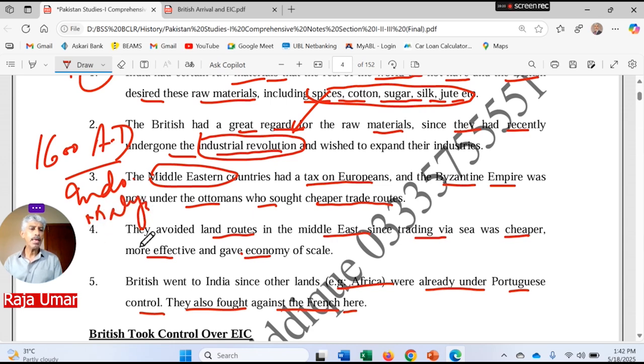But when they reached over there, they saw that the Dutchmen were already there. They had established their colonies and their businesses and trades over there. And on their return, they landed at Calicut, at the seaport of the subcontinent.